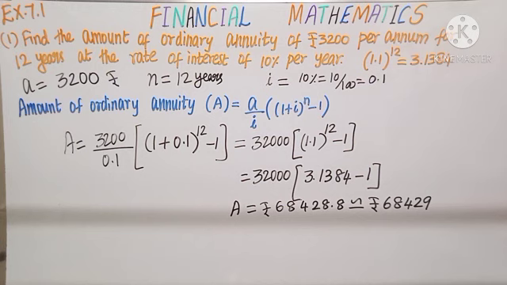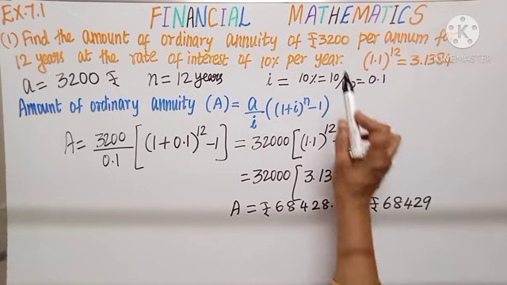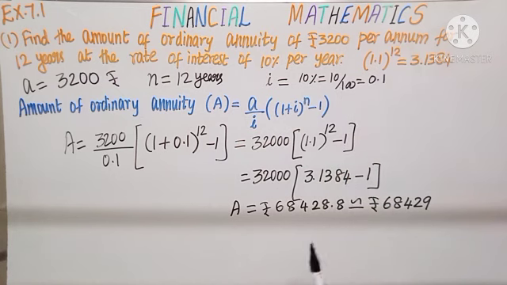As we simplify, we get rupees 68,428.8. Approximately, it is rupees 68,429. So, when we pay an annuity of 3,200 every year, at the end of 12 years, we will get rupees 68,429.